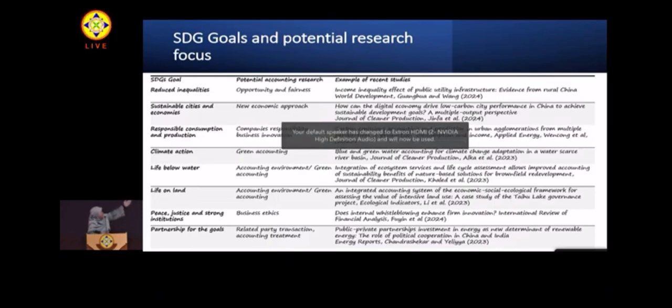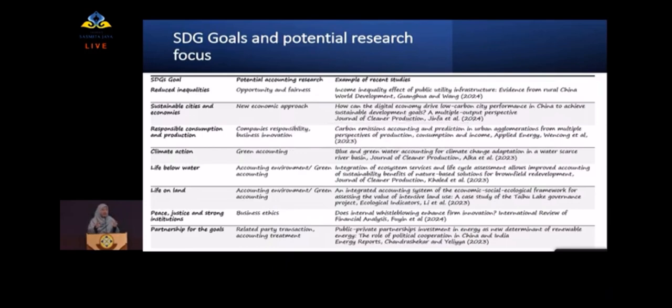Like for peace, justice and strong institutions, under business ethics: does internal whistleblowing enhance firm innovation? If you refer to before this, if you just read the box of the 17 SDGs, you can't really relate. But now, when you dig, there is a lot of example research that you can contribute in order to achieve these SDG goals. Okay, so now we'll bring you to focus on green accounting. Next slide, please.